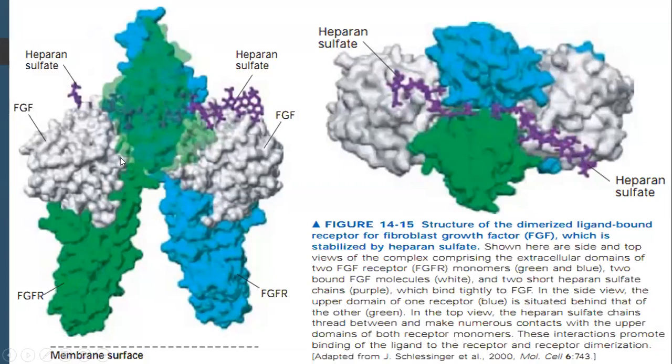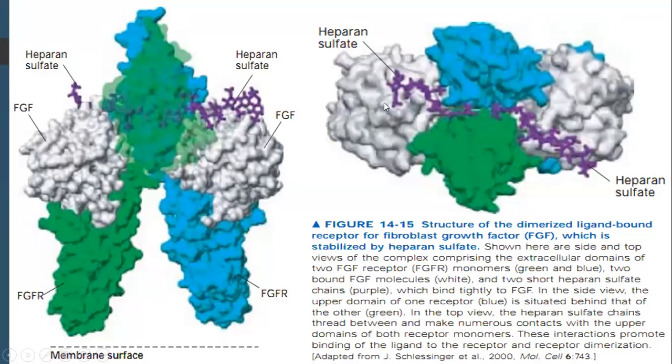through this gray color, which shows one of the ligands, the monomeric ligand, and the other gray shows the second ligand, the fibroblast growth factor. But this whole structure is stabilized by this purple structure, and that is heparin sulfate. Heparin sulfate, as we already know, is a negatively charged polysaccharide, and it also has a role in the ECM, the extracellular matrix.